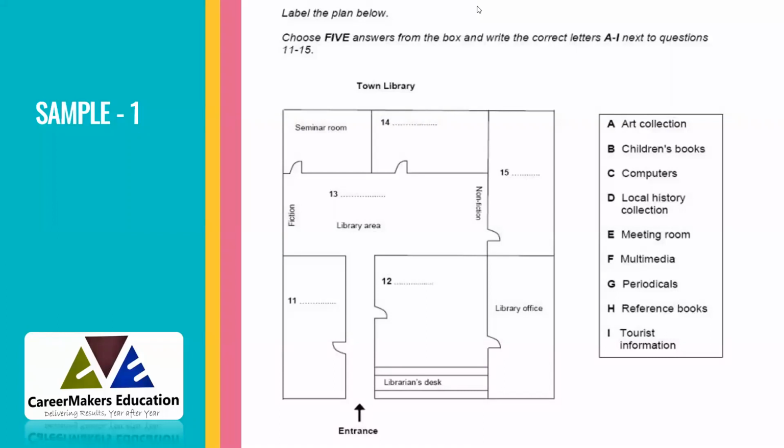Through the far door in the library, just past the fiction shelves, is a seminar room, and that can be booked for meetings or talks. And next door to that is the children's library, which has a good collection of stories and picture books for the under 11s. Then there's a large room to the right of the library area.